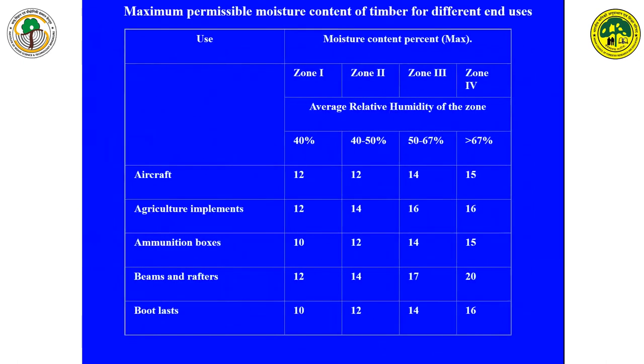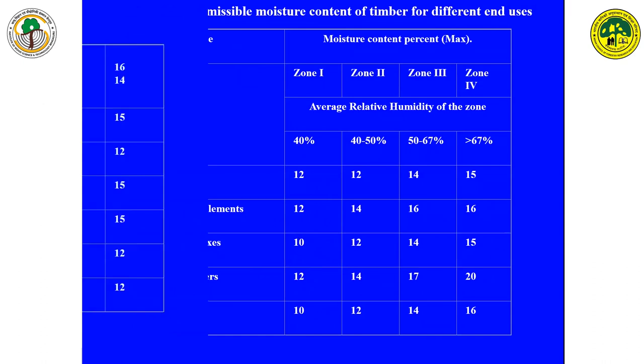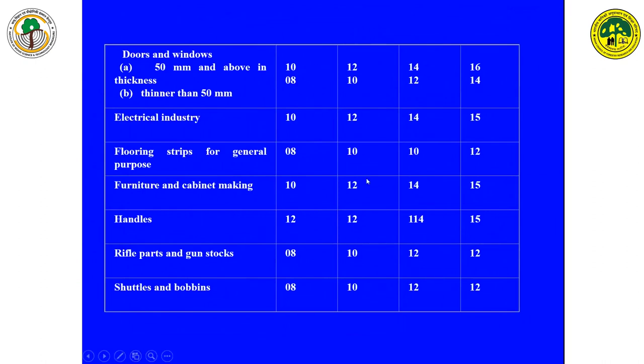Now this is the table. I will skip; only the first column is important for you, that is, at what moisture content we should season our timber. Finally, what is the maximum permissible moisture content in different products. For aircraft we are not using. For handles of agriculture implements, 12% to 6% is okay. For ammunition boxes, 10 to 15% is okay depending on the location, but I recommend 10% moisture content. The wood recommended for ammunition boxes should be seasoned up to 10% moisture content, and moisture content should not be more than 10%. Similarly, boot lasts 10% and toys, shuttles and bobbins 8%.